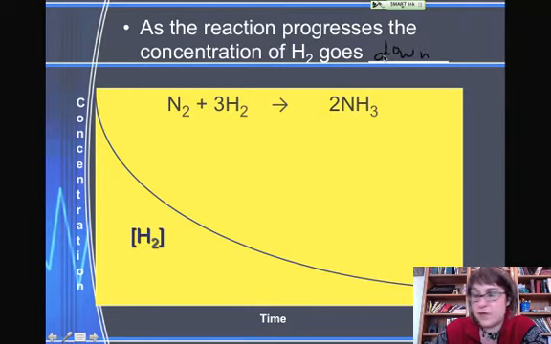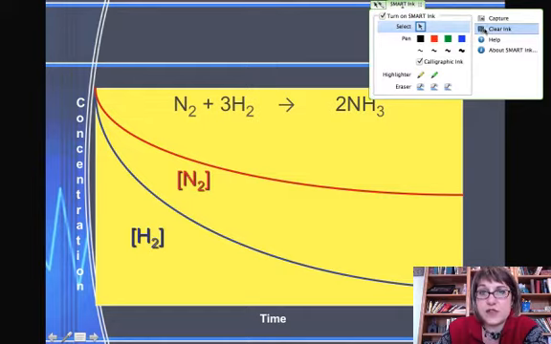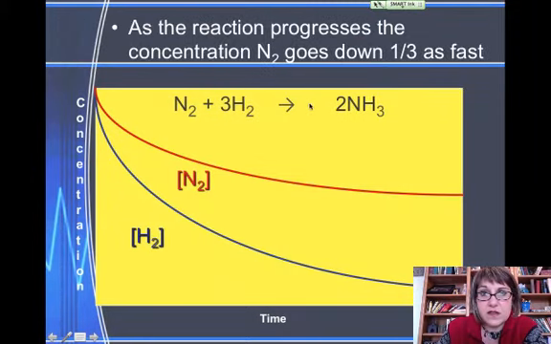What do you suppose happens to the concentration of nitrogen? Since it's a reactant, it's being used up, but it's not being used up as quickly as the hydrogen. In fact, we can say exactly how they compare. Because of stoichiometry, the concentration of nitrogen goes down 1/3 as fast as the concentration of hydrogen.